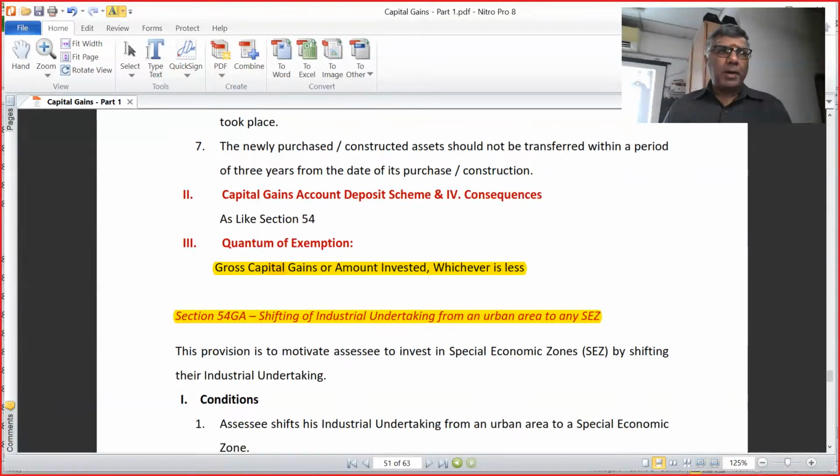Non-urban area to urban area, they will tax more, because there is nothing to promote there. Non-urban to SEZ also they will not promote, because in a non-urban area you are generating employment opportunities by having the industry there. By coming to SEZ, you are enjoying exemptions. So I don't want to encourage those things.